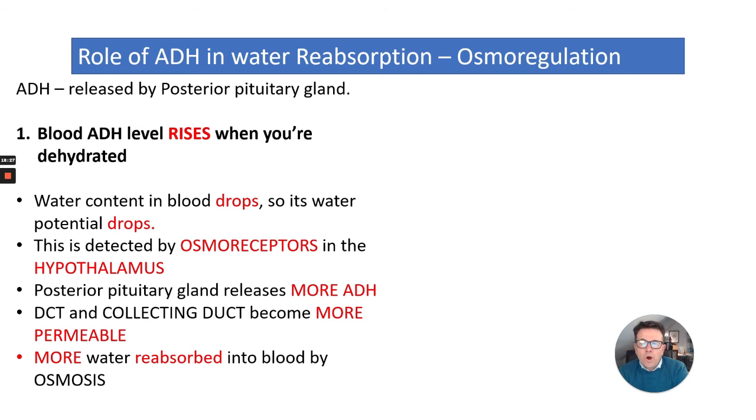We need to talk about why they rise. When you're dehydrated, your water content in your blood drops, so its water potential drops. This is detected by osmoreceptors in your hypothalamus in your brain. So the posterior pituitary gland then releases more ADH. Then it travels through the blood to the DCT and collecting duct, making them more permeable. It's making those pores more permeable and wider, so it allows more water to be reabsorbed back into the blood through the capillary network.